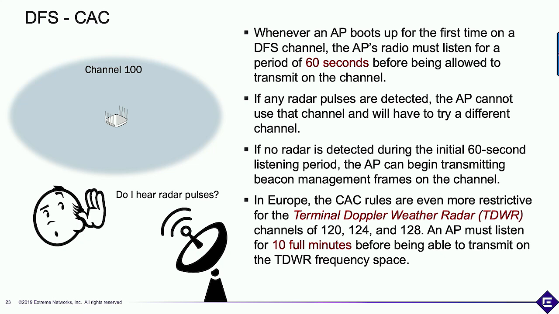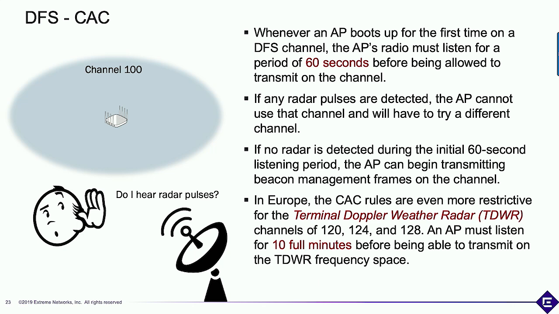I do want to point this out. Even though it's a 60-second channel availability check, that initial CAC, in Europe, for the TDWR channels of 120, 124, and 128, the rules are a little bit different. An AP has to listen for 10 full minutes before it can start transmitting.